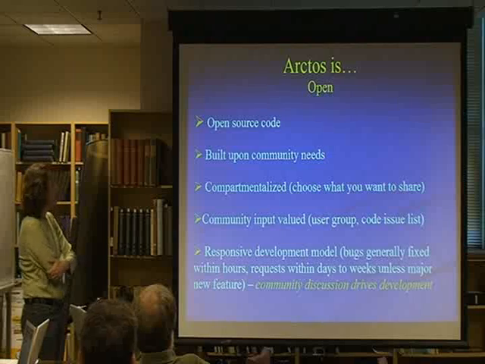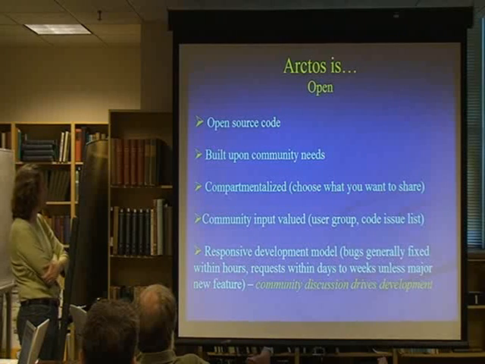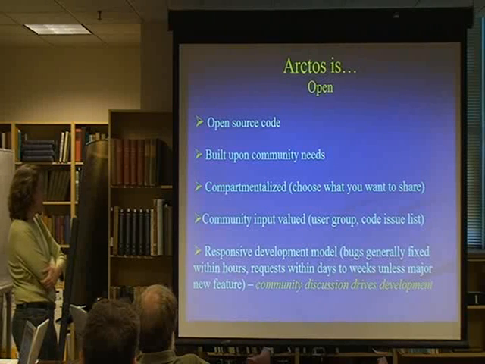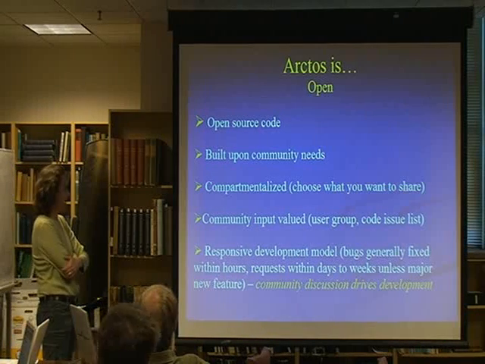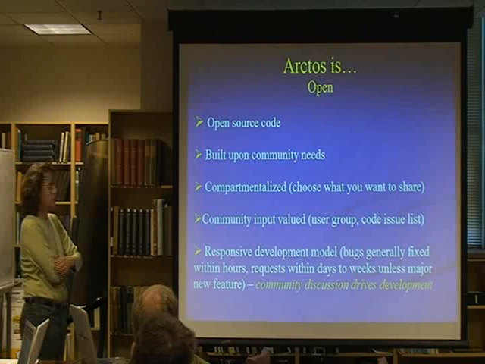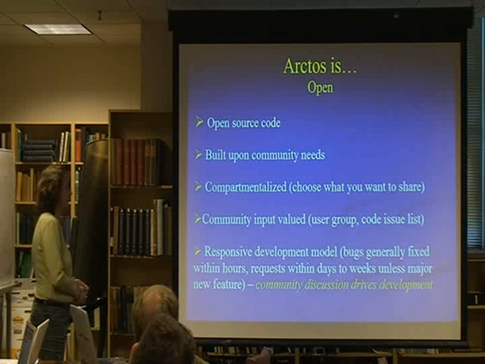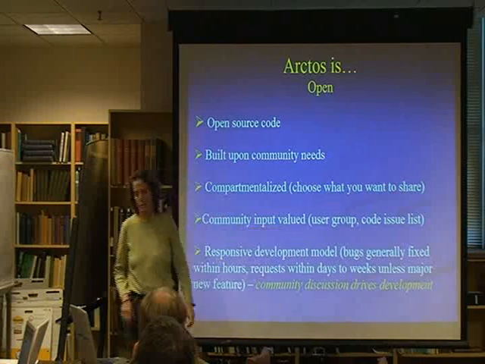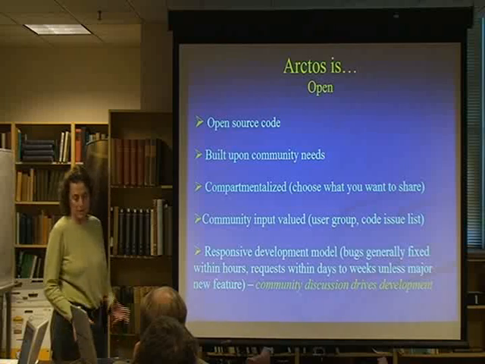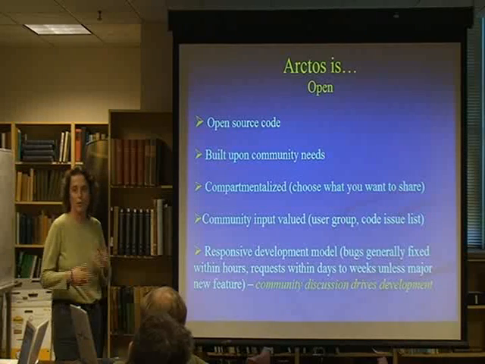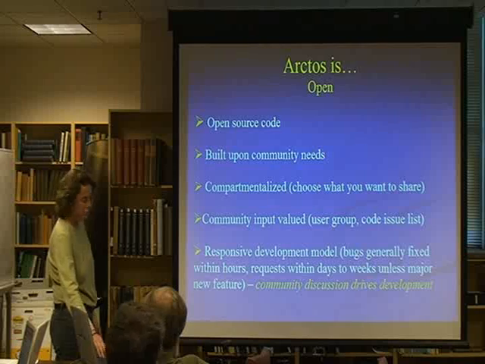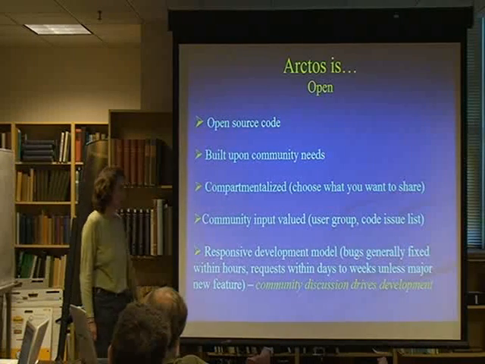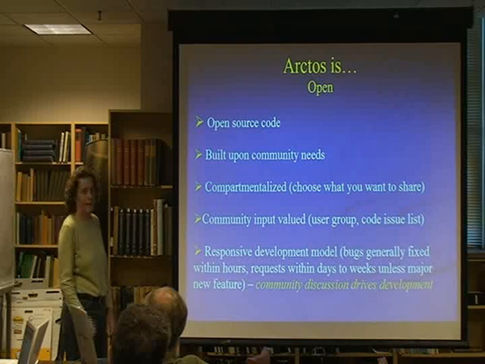It's open, so the code is open source. It's built upon the community needs. You can choose to share what you want to share. As I mentioned, Arctos really is a community, so community input is valued, and that's done through two ways. There's a user group of Arctos users and a code issue list that anybody can post to, both in terms of a new issue or comment on existing issues. And the development model is responsive, so if it's a bug, they're generally fixed within hours and patched in.